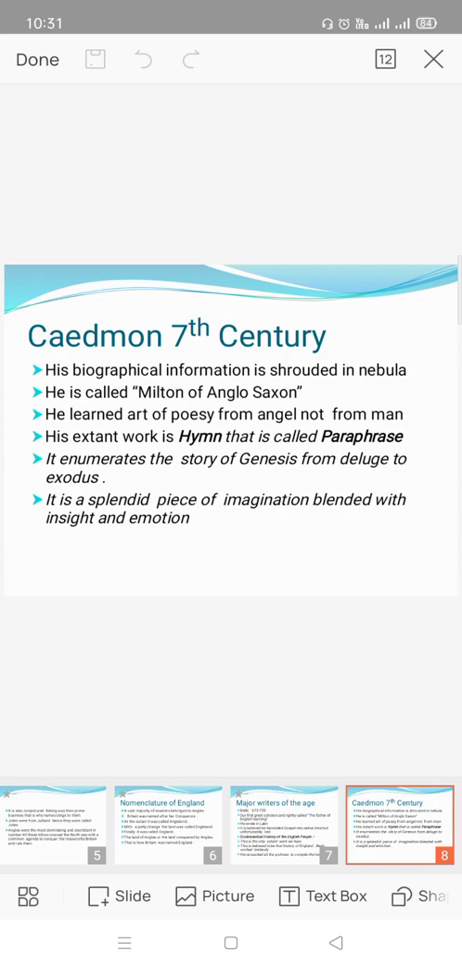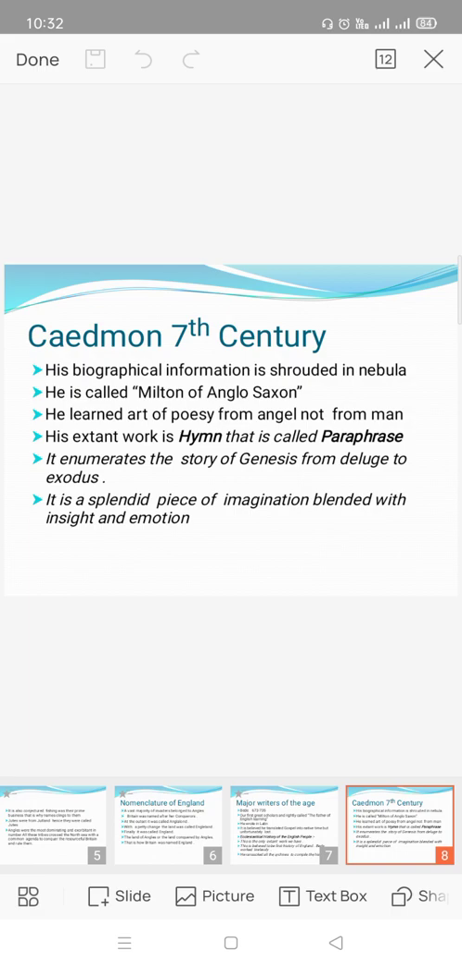Remember this, the question may be asked in the NET examination or any other examination of the same strata. He is called the Milton of the Anglo-Saxon age, and he learned the art of poesy from an angel, not from man. Now let me tell you a story related to Caedmon. Caedmon was a servant in a monastery, in whose stable he tended the horses. Wherever there was festivity, marriages or any function, people used to humiliate him, asking him to sing something for them, knowing he was quite unacquainted with the art of singing or composing verses, and they disgraced him because of his ignorance.